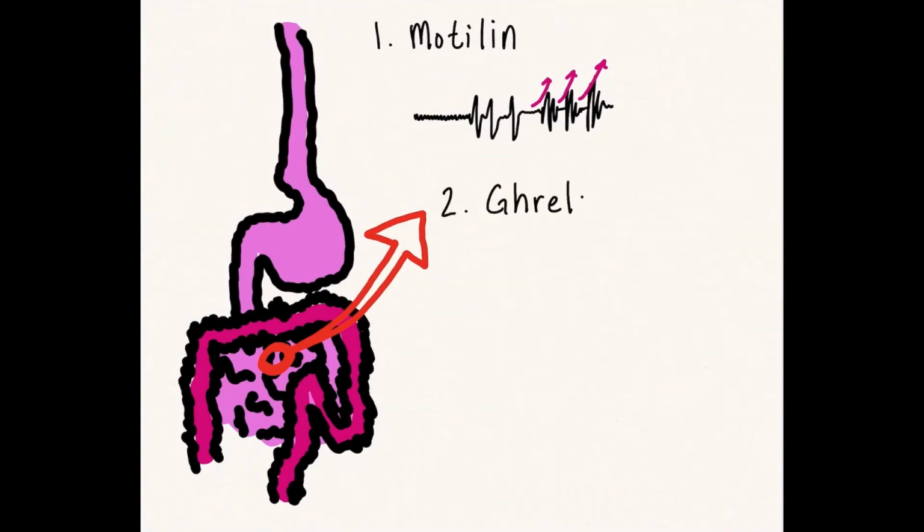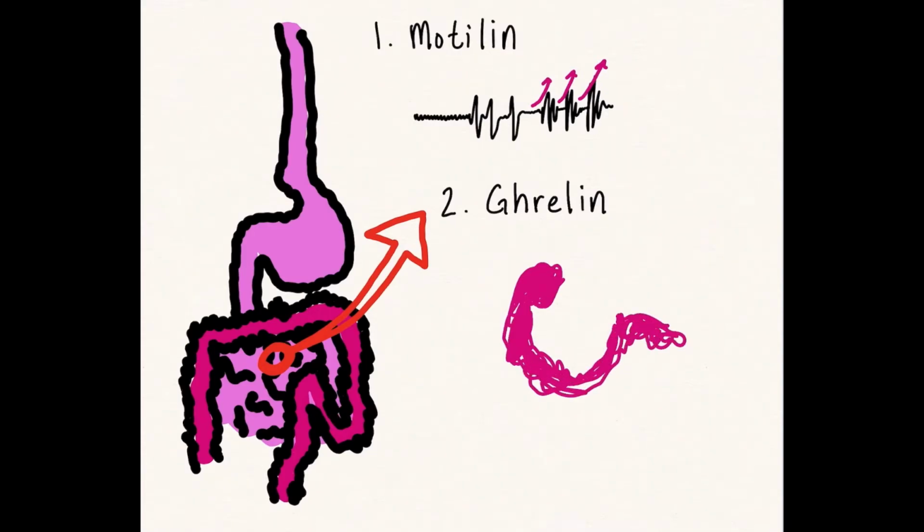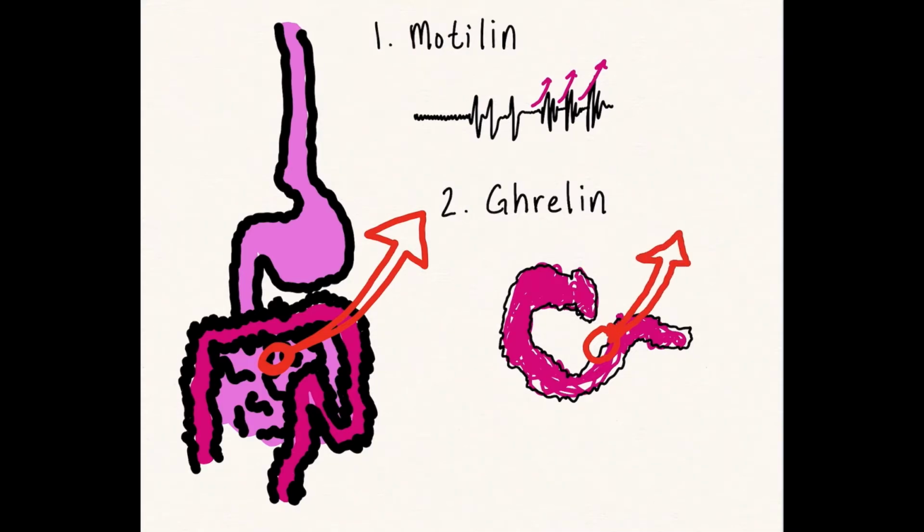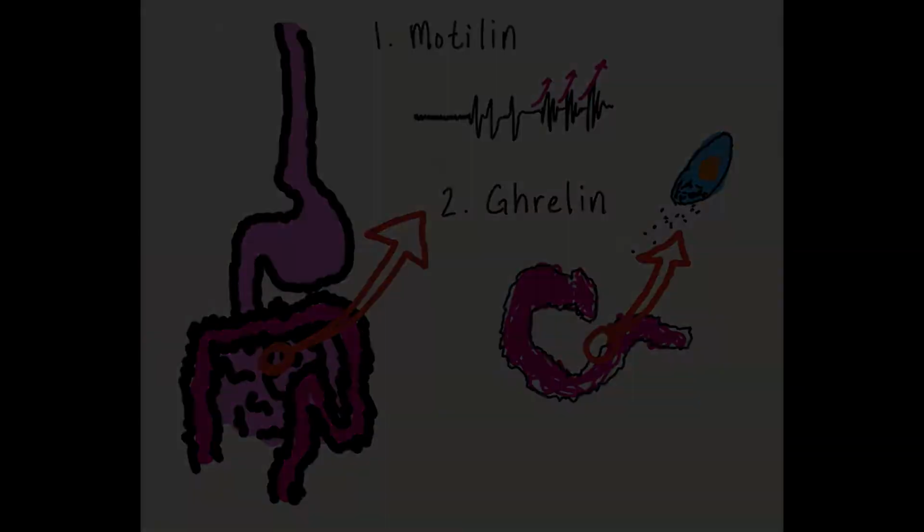Number 2 is ghrelin. When exogenous ghrelin is administered in humans, it is capable of inducing phase 3 contractions. Recent studies have found, however, that ghrelin does not fluctuate in parallel with phase 3 gastric contractions as motilin does. Lastly, in order to induce phase 3 contractions, the dose of exogenous ghrelin administered is much higher than what is seen endogenously.